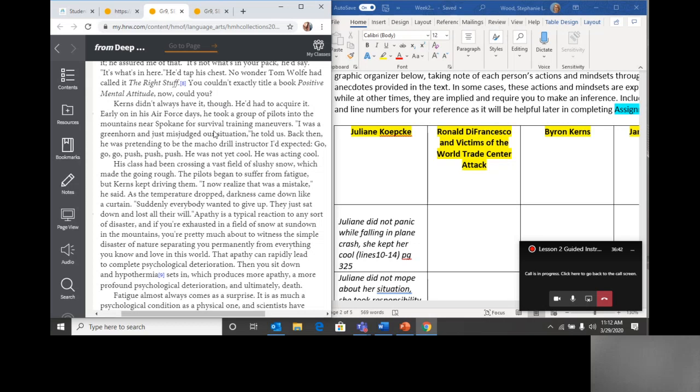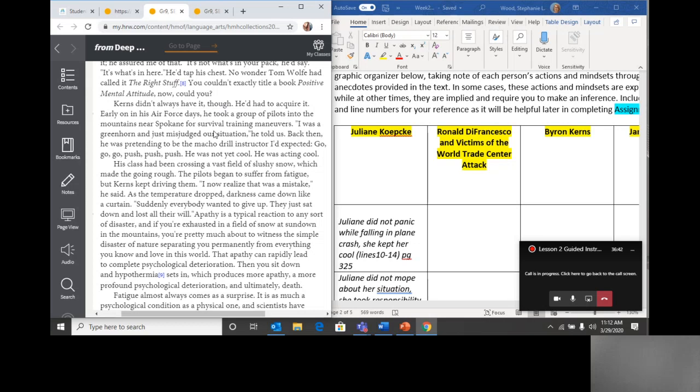As the temperature dropped, darkness came down like a curtain. Suddenly, everybody wanted to give up. They just sat down and lost all their will. Apathy is a typical reaction to any sort of disaster. And if you're exhausted in a field of snow at sundown in the mountains, you're pretty much about to witness the simple disaster of nature separating you permanently from everything you know and love in the world. That apathy can rapidly lead to complete psychological deterioration. Then you sit down and hypothermia sets in, which produces more apathy, a more profound psychological deterioration, and ultimately death.